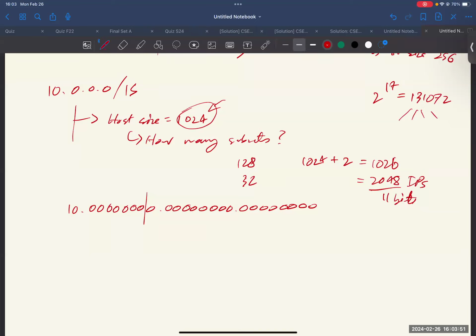So I'll count from right to left. So I have till 8 here and 3 more here. So I'll be drawing a line here. So this is my network portion, this is my host portion, and the middle one is my subnet ID. How many bits do I have in the subnet space? 6. 6, right? So 2 to the power 6 equals to what? 64.